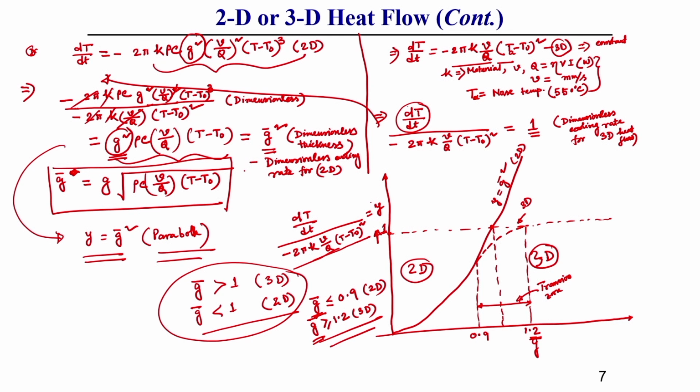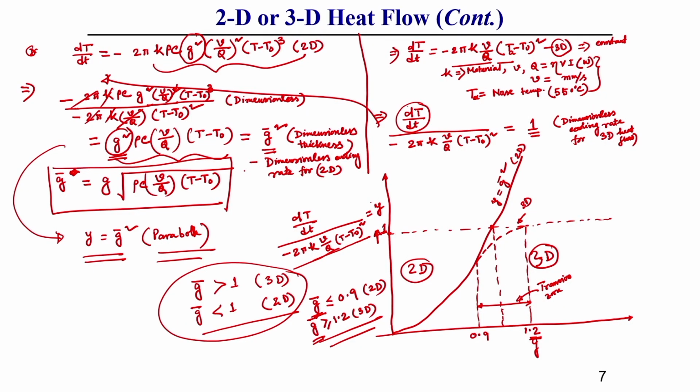So, where you should use 2 dimensional types of heat flow equation, where you should use 3 dimensional types of heat flow equation, and where you should use 2 dimensional types of cooling rate, and where you should use 3 dimensional types of cooling rate equation. These are the things you can get the idea from this dimensionless thickness parameter. This you should keep it in mind.